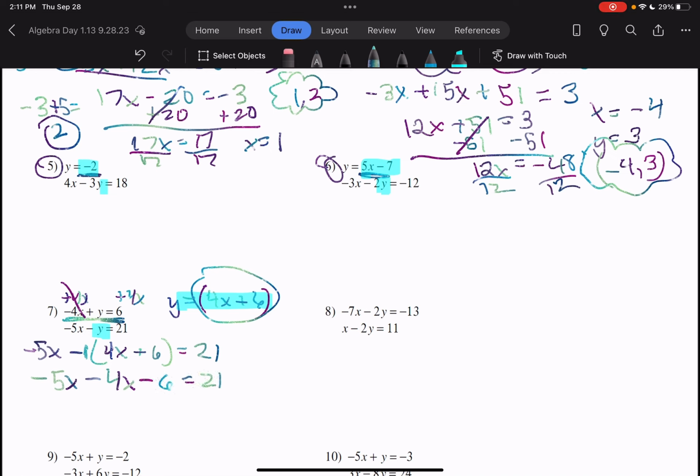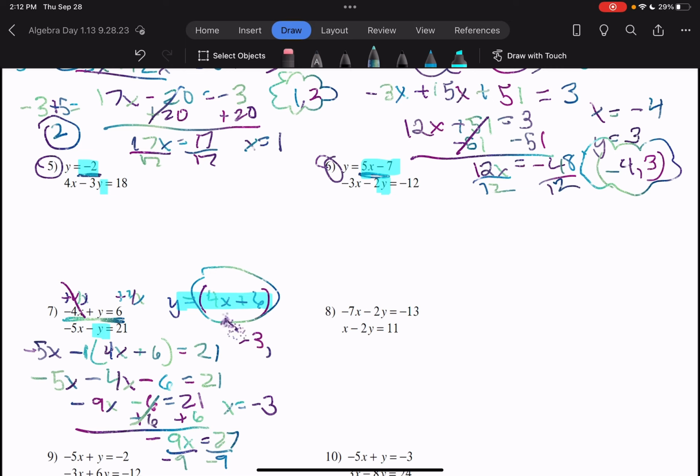And now we're going to end up with negative 9x minus 6 equals 21. I'm going to add that 6 to both sides because that'll cancel out, and then I get negative 9x equals 27. And I can divide both sides by negative 9, and I will get x equals negative 3. So now I have the first part of this at negative 3, and I'm going to go back and plug it in to solve for y. So if I plug this negative 3 in here, I get negative 12 plus 6, and so that's going to give me negative 6.